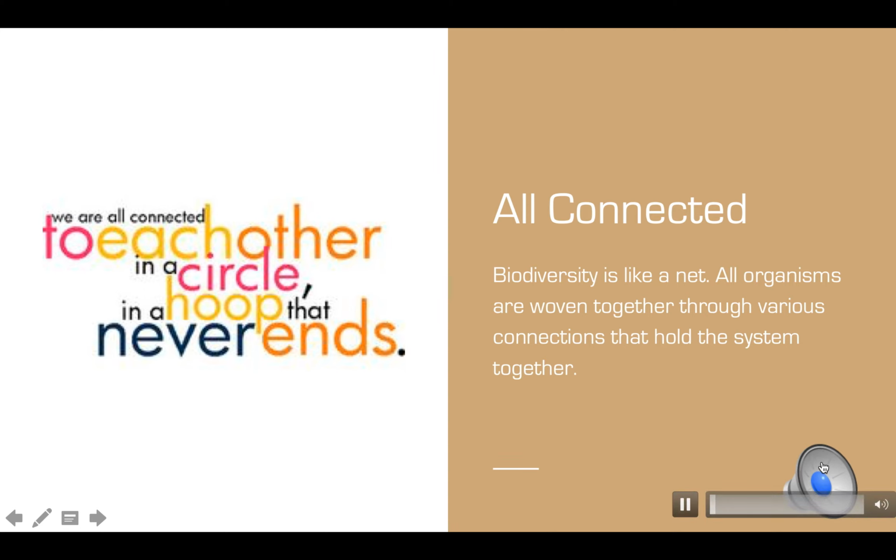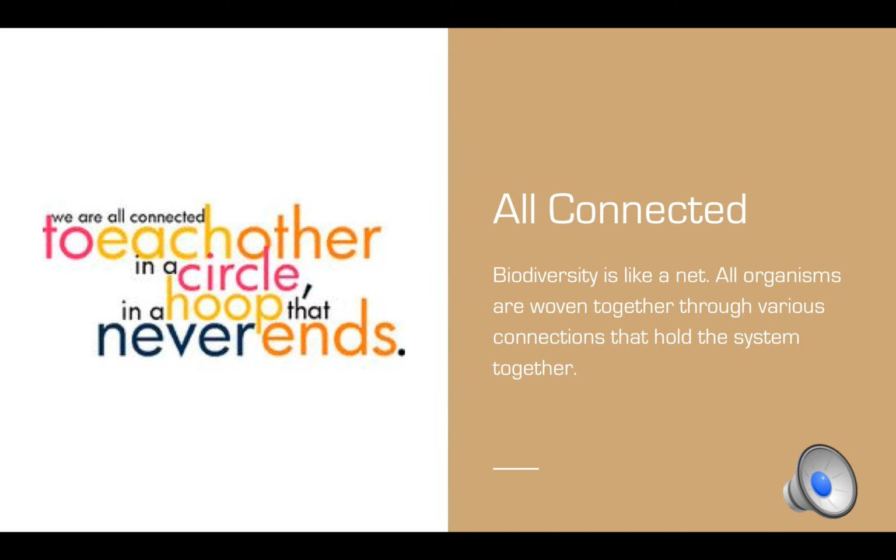So now that we've continued to get a little bit deeper into biodiversity, it's time to take a little bit of a step back and just look at the connectedness among everything. So biodiversity is very much like a net. That's how you can visually picture it. All the organisms are woven together, whether they're plants or herbivores or carnivores, through various connections.